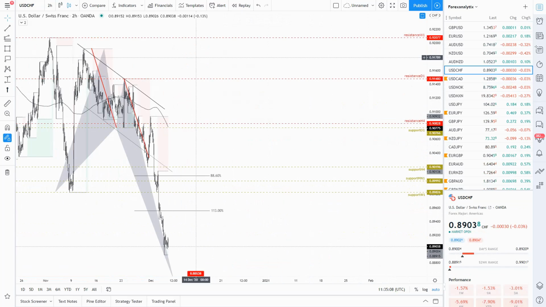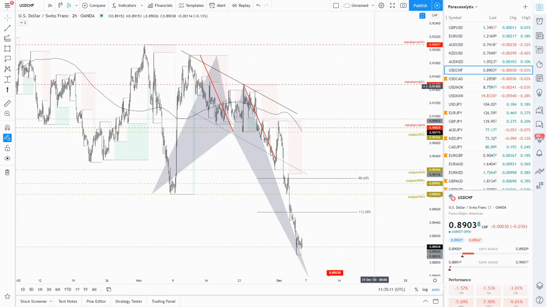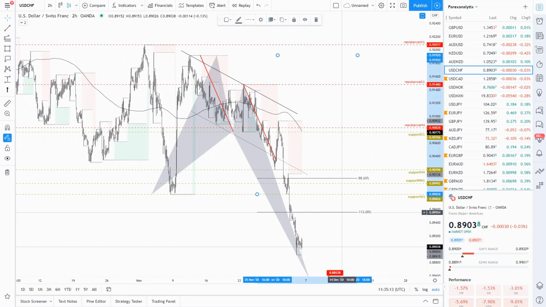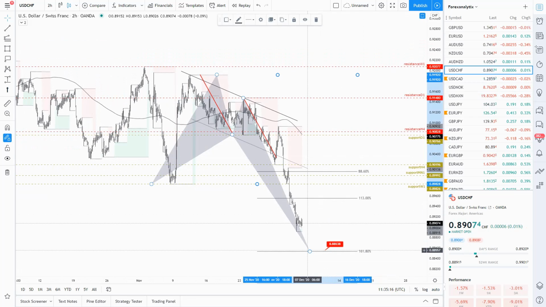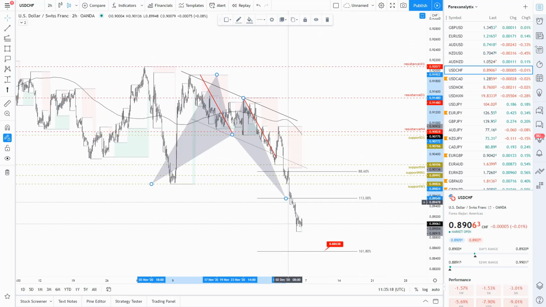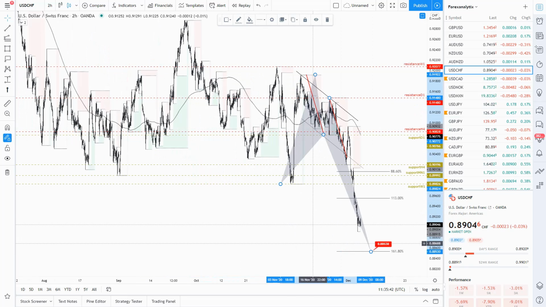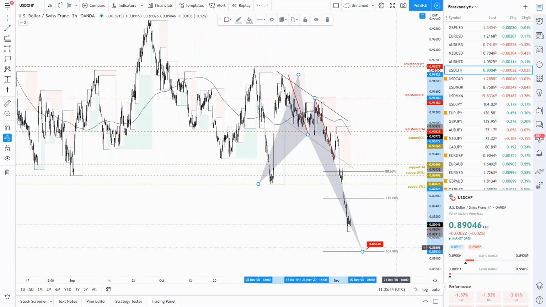CHF is now actually extremely heavy. 113% Fibonacci extension. We were trading a few points below that 113% Fibonacci level yesterday, and today the market is already trading, actually, in the middle of that range. At this point, I will point to this 161% Fibonacci extension level. This is the bullish crab pattern. And I will wait to see how the market will react at this price level.